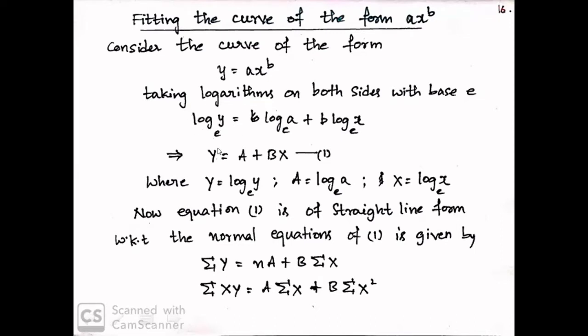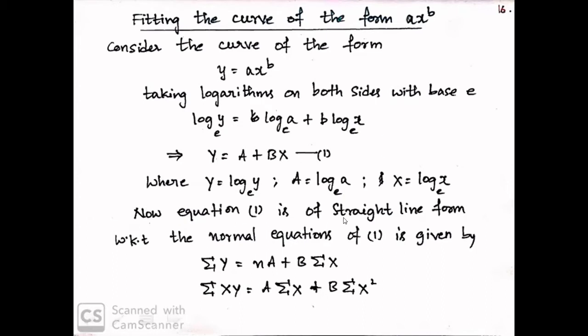Now we just change the parameters. Log y to the base e is capital Y, log a to the base e is capital A, small b we take as capital B here, and log x to the base e is capital X, where Y stands for log y, A is log a, X is log x, and small b and capital B are both the same. We call it equation 1. When we look at equation 1, it takes the standard form of a straight line, right? So Y is equal to A plus B times X is the standard form of a straight line. And we know in the very first session we studied the normal equations and how to fit a straight line to the given statistical data. So by using that, we write down the normal equations for equation 1.